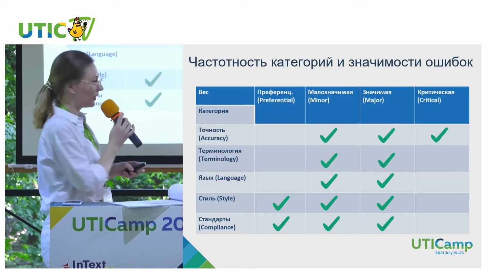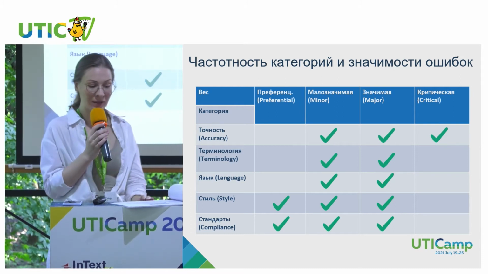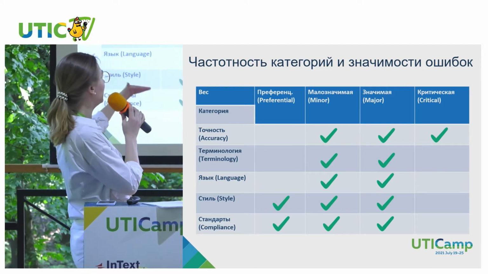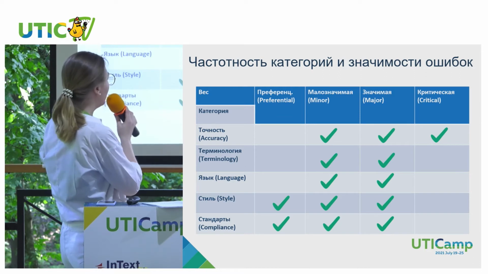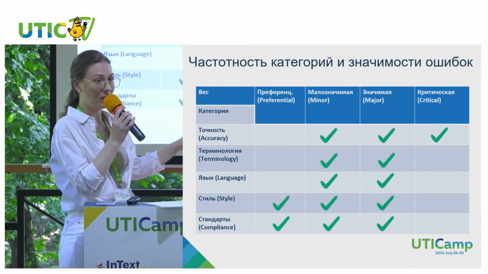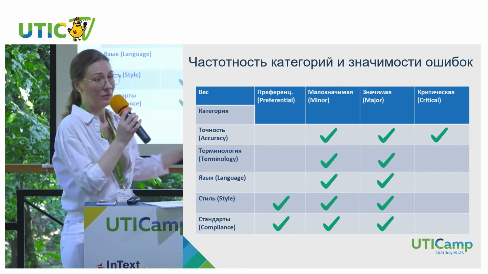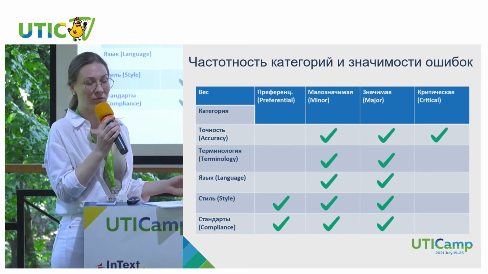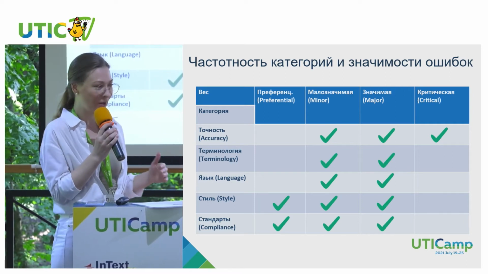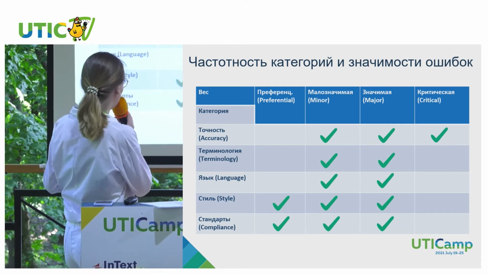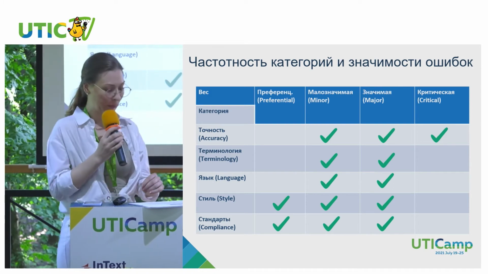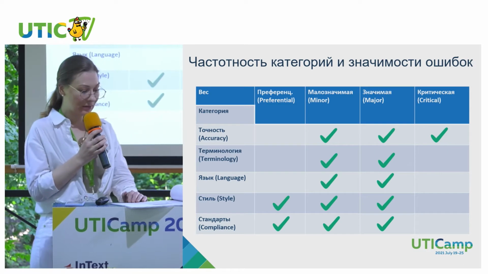Especially for you, I prepared a spreadsheet, a matrix or cheat sheet with categories and frequency of errors. I analyzed that most often in the accuracy category we have minor and major errors or critical errors. As for the terminology, these are usually minor or major errors. As for the language, these are minor and major. As for the style category, there might be minor, major, or preferential errors, but I cannot really remember any critical errors in this area. As for the standards or compliance, some of these errors might be preferential, minor, or major.